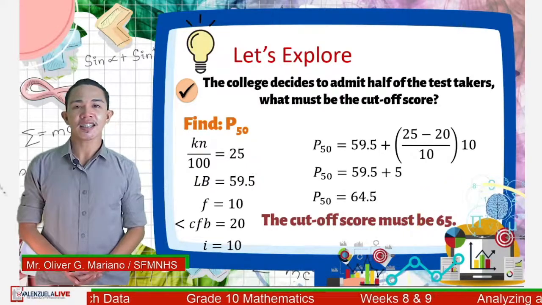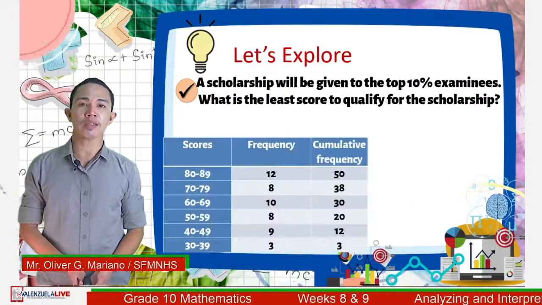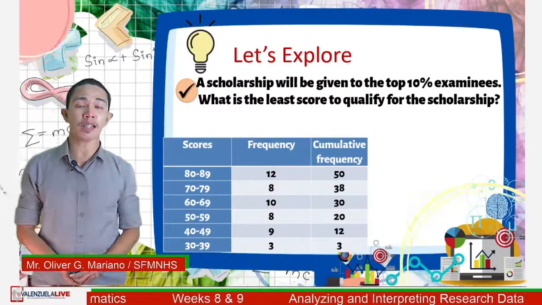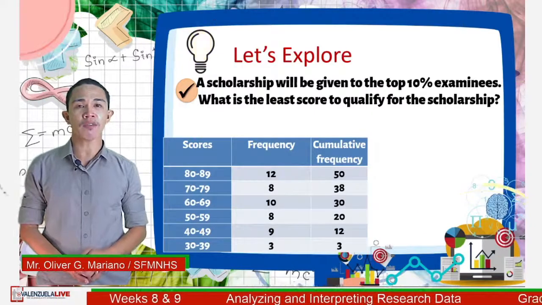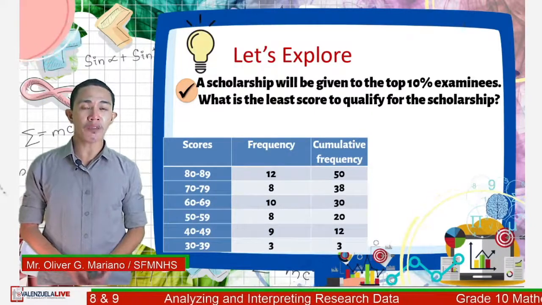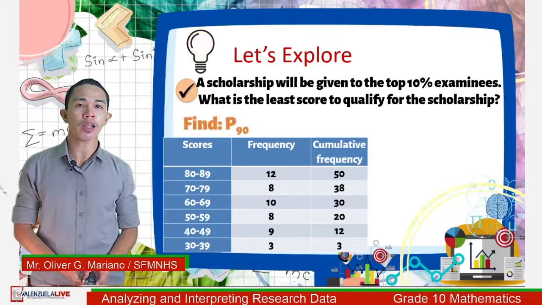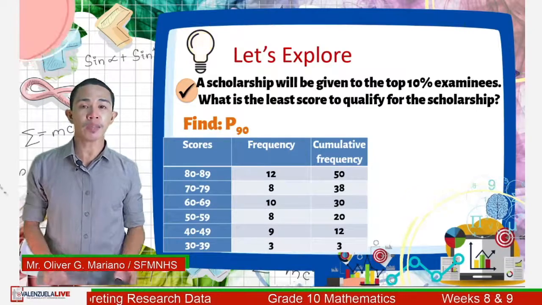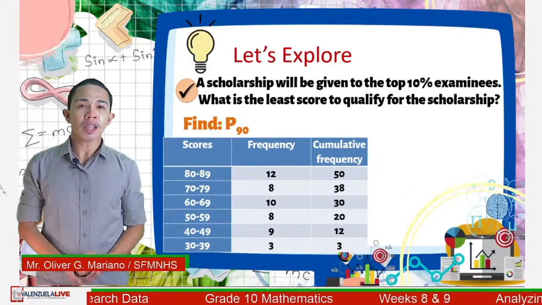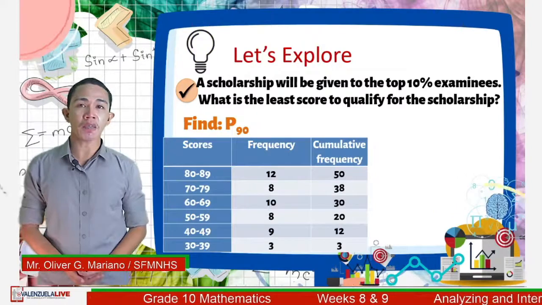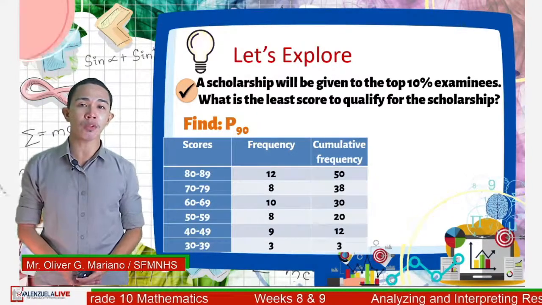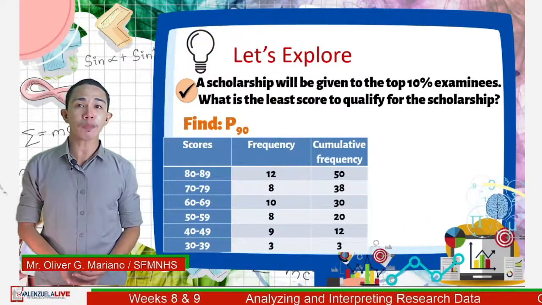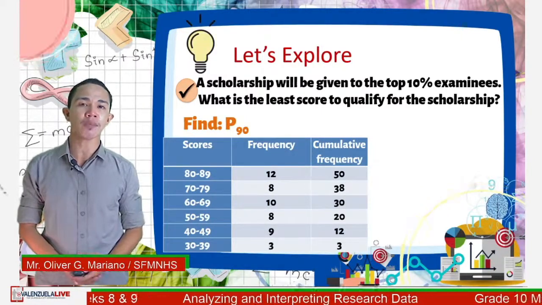All right. Let's move to the second question, which is a scholarship will be given to the top 10% examinees. What's the least score to qualify for the scholarship? Again, with reference to this frequency distribution table, we shall find now for P sub 90. Why P sub 90? Again, if you have top 10%, that means that the distribution is divided into the lower 90% and the upper 10%.